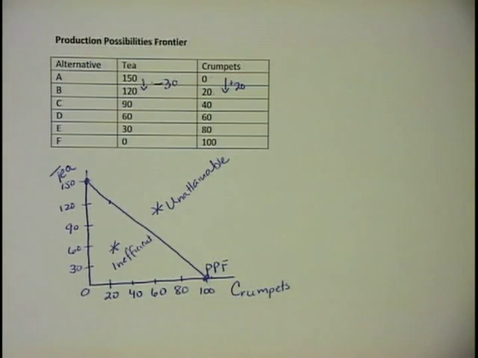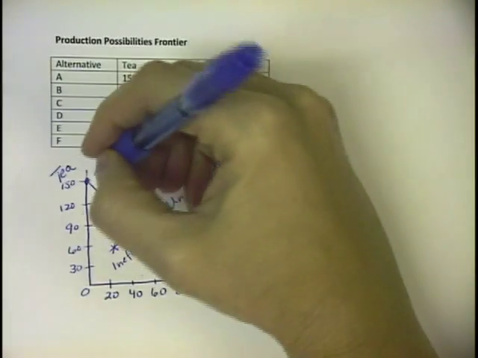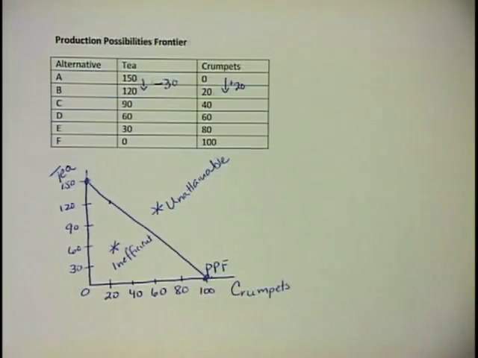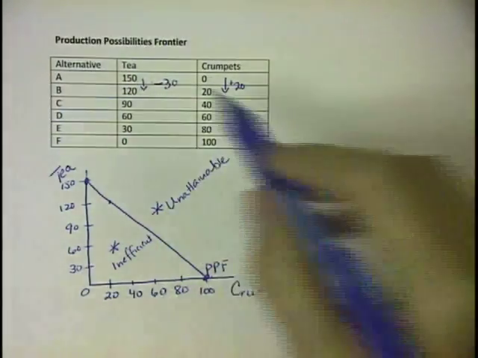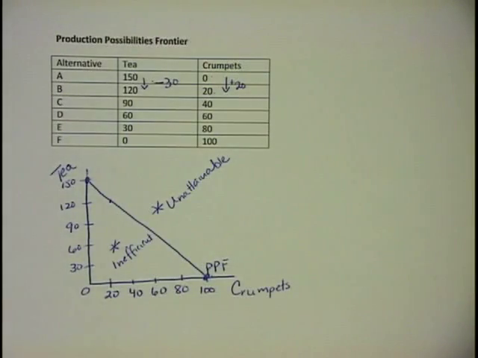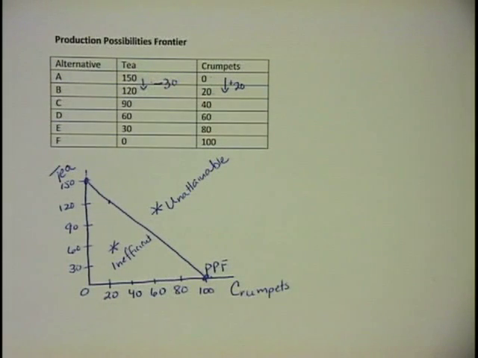Now, if we had some sort of economic growth, let's say we had some sort of fertilizer that allowed us to get more of the materials to make tea and crumpets, we could see our PPF shift outwards. But in this case, this is our original PPF, and it shows the combinations we can and cannot produce.